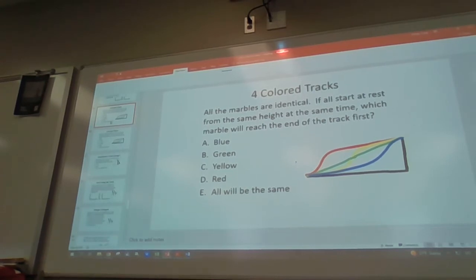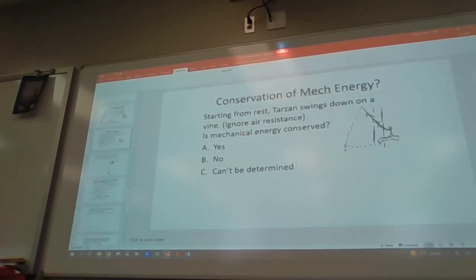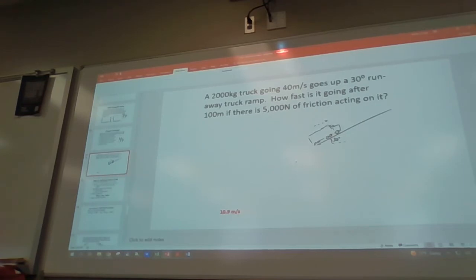So on this test tomorrow, it's going to have like 2 to 3 show your work problems. Definitely some multiple choice. Maybe some explain stuff. No energy bar charts.